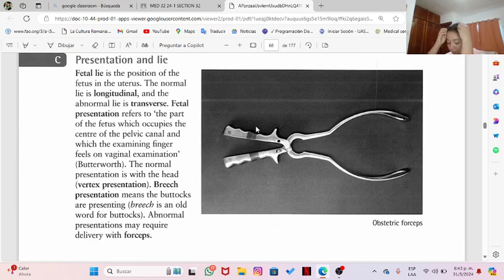Presentation and lie. Fetal lie is the position of the fetus in the uterus. The normal lie is longitudinal, and the abnormal lie is transverse. Fetal presentation refers to the part of the fetus which occupies the center of the pelvic canal and which the examining finger feels on vaginal examination.